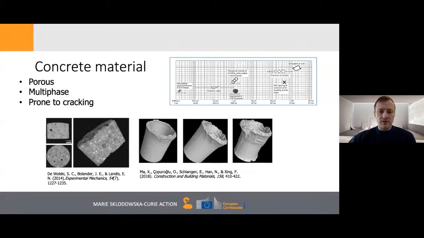But what is also interesting and important about concrete is that it's prone to cracking. So here on the left-hand side, we see a CT scan of a mortar, where we see aggregates embedded in a mortar matrix and different sizes of pores. And on the right-hand side, we see some cementitious material which has been exposed to sulfate attack and therefore cracked. So these are two things that we need to keep in mind when it comes to concrete compared to other materials. It's porous, it's multi-phase, and it's prone to cracking.